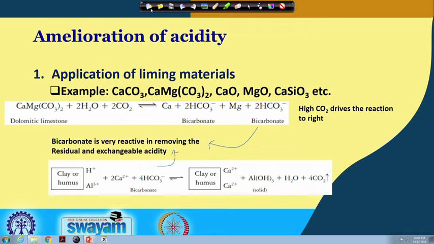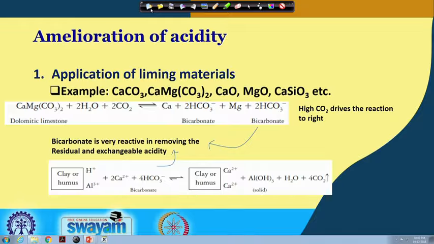Now, amelioration of the soil acidity is generally done by application of liming materials. The most common material which farmers apply for correcting the soil acidity is called lime, or calcium carbonate. Some other examples of liming materials are dolomitic limestone, that is calcium magnesium carbonate, and then calcium oxide, magnesium oxide, calcium silicate, etc. As you can see here.